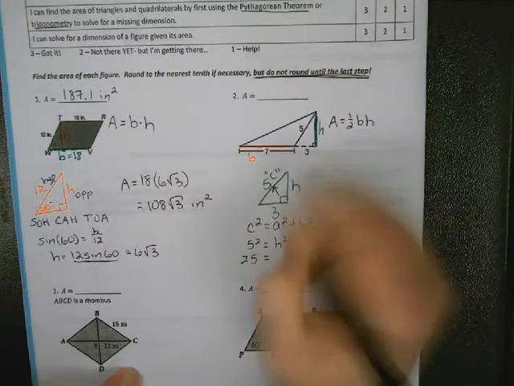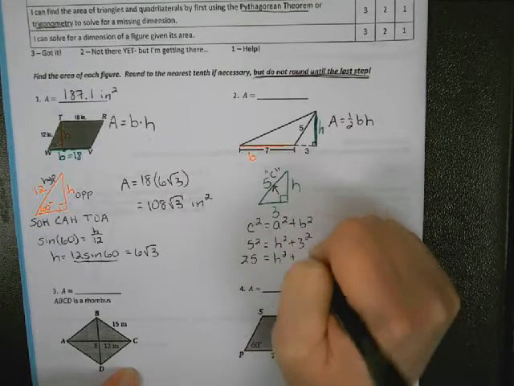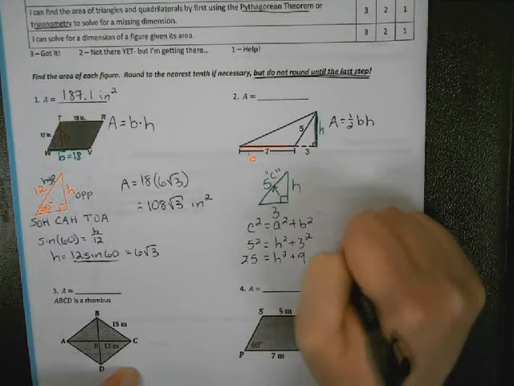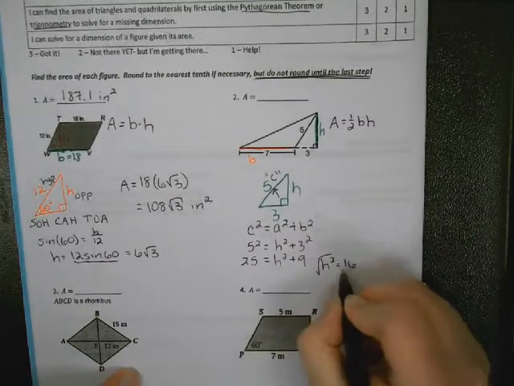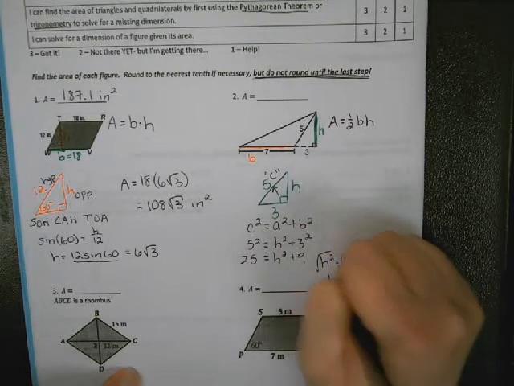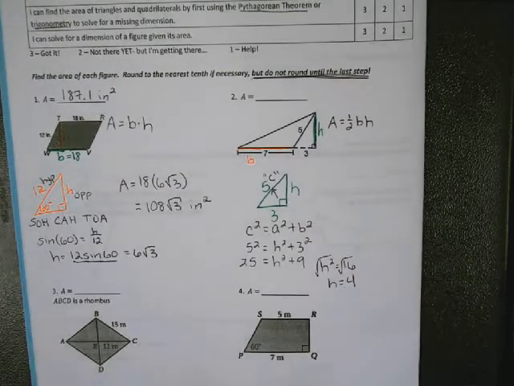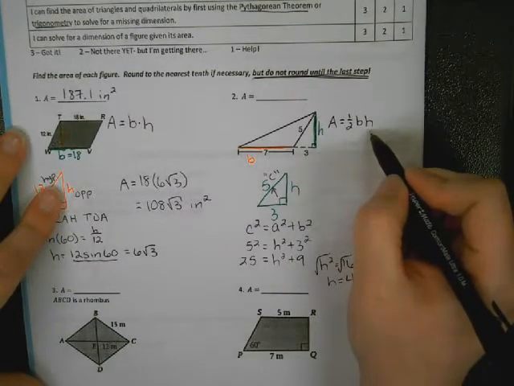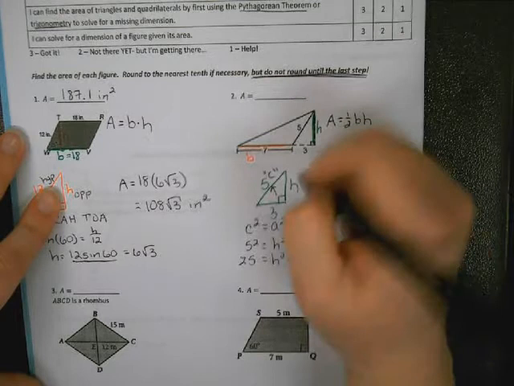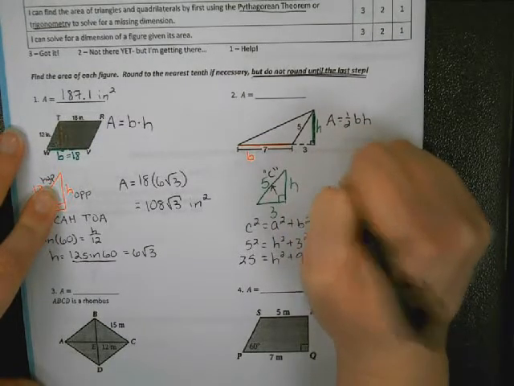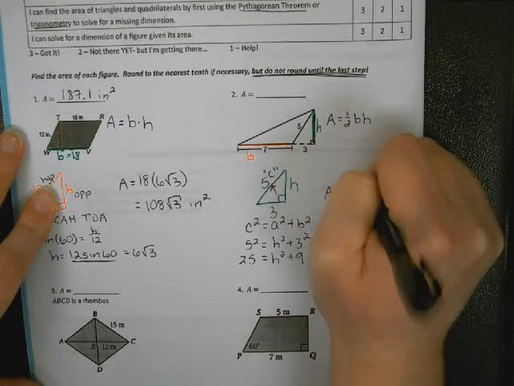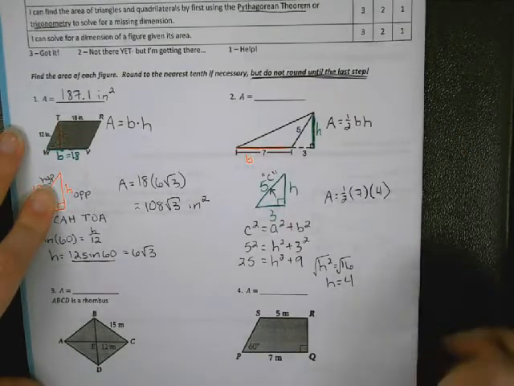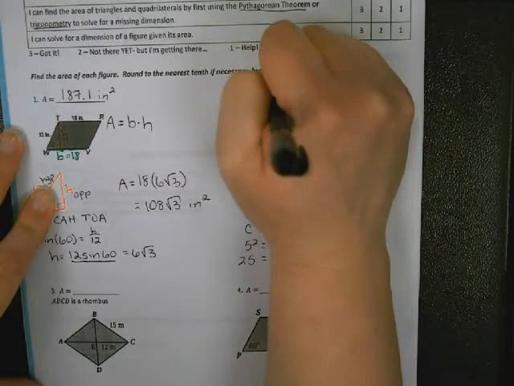And we can start to simplify. 5 squared is 25. 3 squared is 9. Subtract that over, and we get h squared equals 16. And take the square root, we end up getting that the height of this triangle is 4. So we can take that and put it back up here in our formula then. We know the base already was 7. So we can do area equals 1/2 the base, which is 7, times the height, which is 4. And if you go ahead and put that in your calculators, you should get it to be 14.